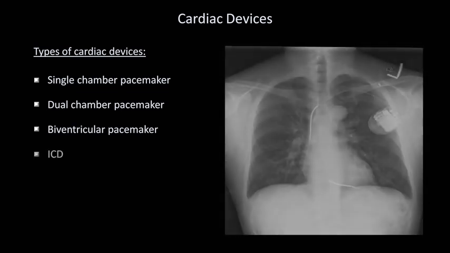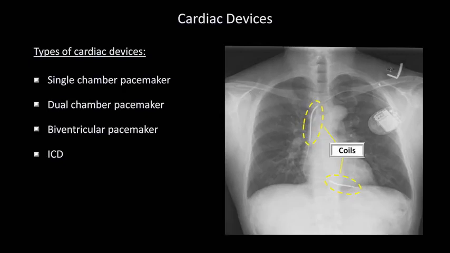There's an ICD, or implantable cardioverter defibrillator, which can be used to shock the heart out of potentially fatal arrhythmias. The clue that this device is an ICD is that there are 2 relatively thicker segments of the lead, which are called the coils, and which are 2 of 3 potential ends of the defibrillation circuit, with the generator itself being the 3rd potential end.